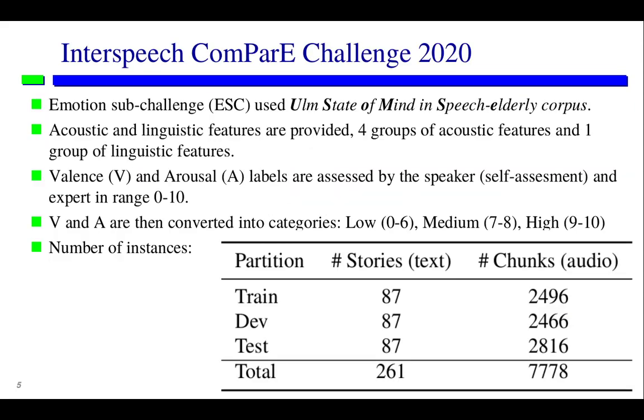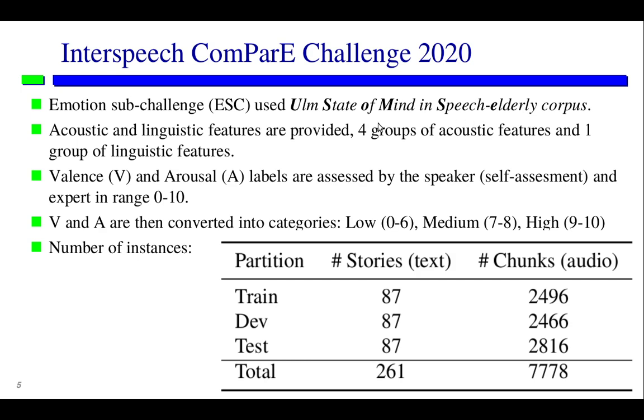The data set is from the Interspeech ComParE Challenge 2020 this year, and I submitted a paper for the Interspeech Challenge. There are three challenges in computational paralinguistics. One of the challenges is to detect emotion, in this case valence and arousal, from elderly people. The name of the dataset is the Alm State of Mind in Speech Elderly Corpus. The language is German or Dutch.